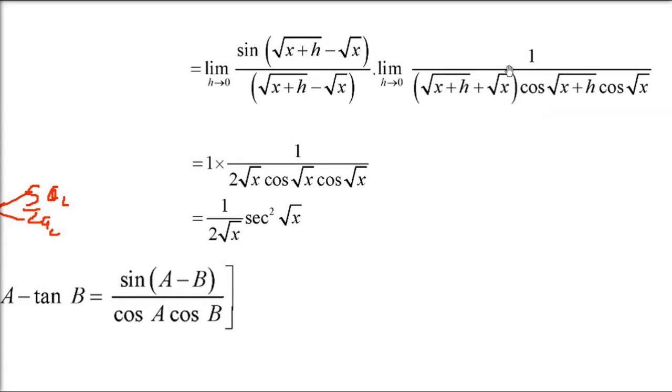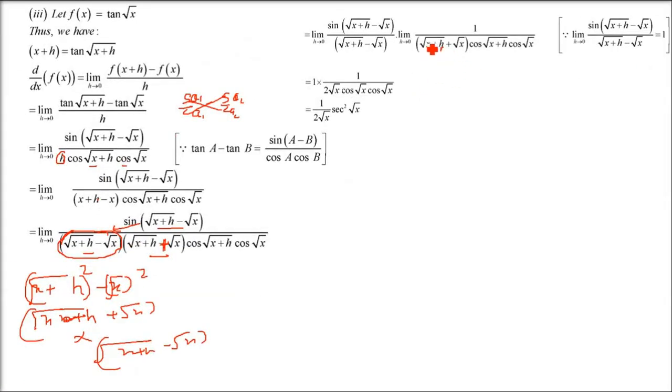And what about this? 1 by (√(x+h) plus √x). So h is 0, so √x plus √x is twice √x. Here h is 0, so cos √x and cos √x, this will be cos square √x. Cos goes up, so sec square √x. In the denominator you have 2√x.